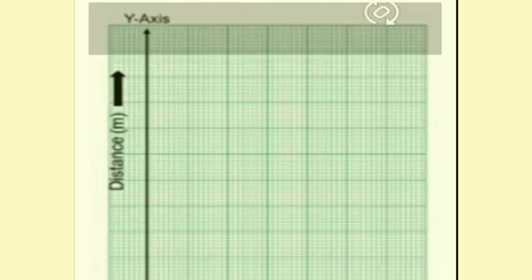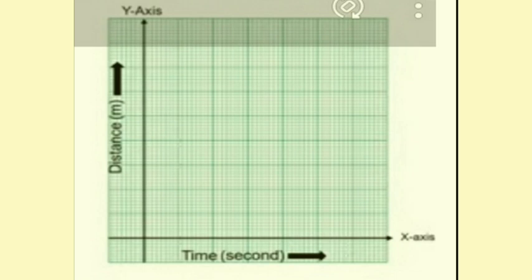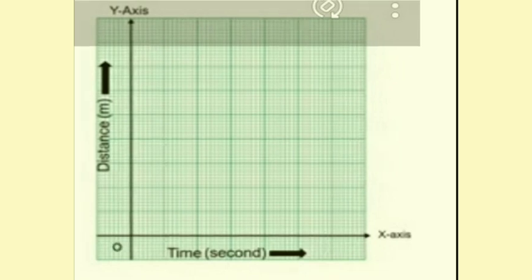Draw a vertical line on the left side of the graph paper to represent the y-axis. Label the y-axis by writing distance. The unit of distance may be meter, centimeter or kilometer. An arrow should be put in front of the labeling of distance and its unit. The point of intersection of the x-axis and y-axis is called the origin and is marked as O.